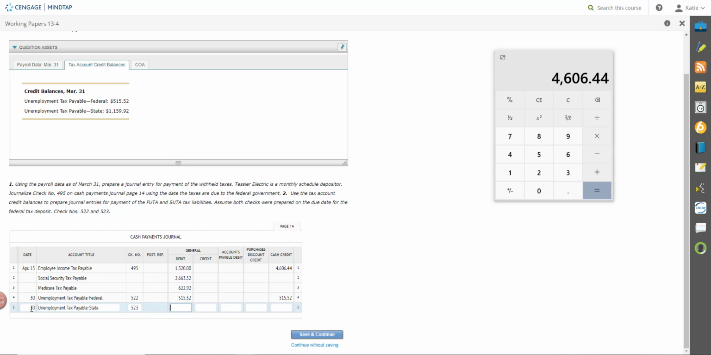So I'm going to go ahead and put in the amount there. That's going to be $1,159.92. And then I'm going to have a cash of exactly the same amount.